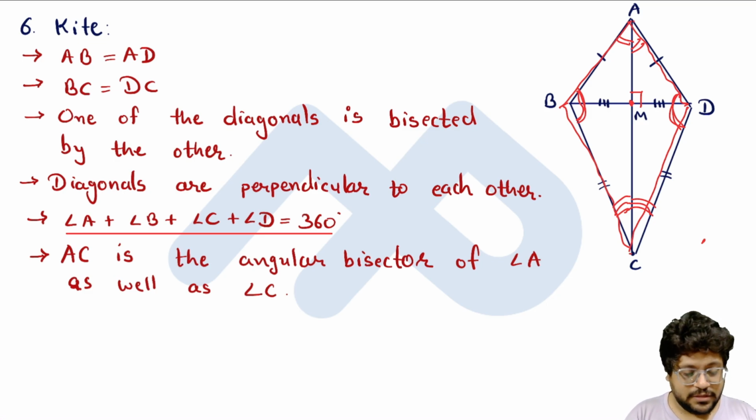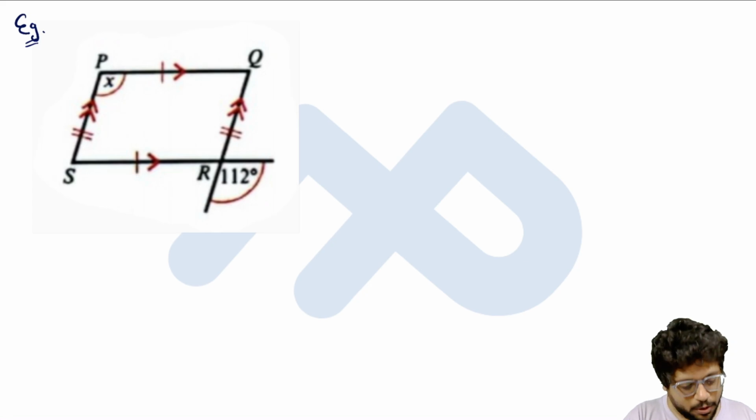Clear? So we have seen all 6 kinds of quadrilaterals. If you don't remember them, it will be difficult for you. Just go through all these 6 quadrilaterals again in this video, and I would suggest you revise this video again and again, so that it will be easier for you to remember all these properties. Okay, let's see some questions based on these properties.